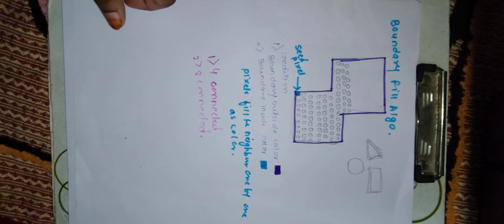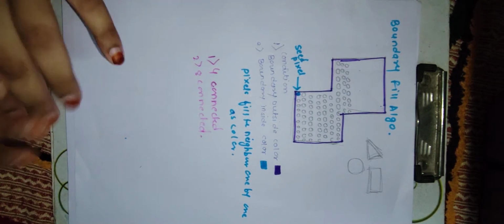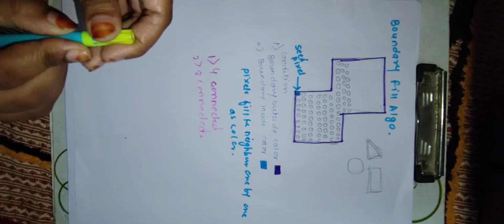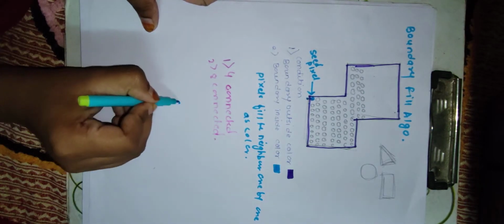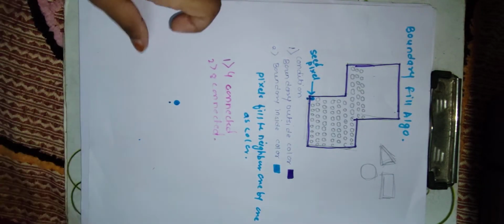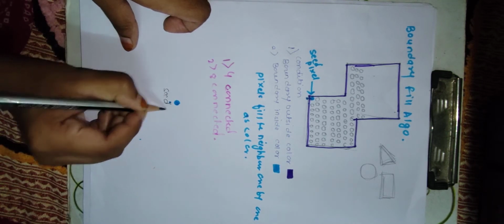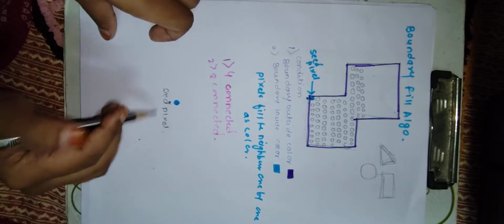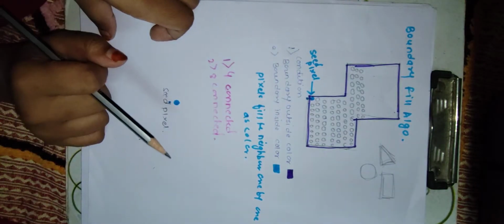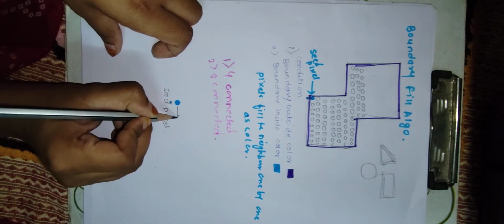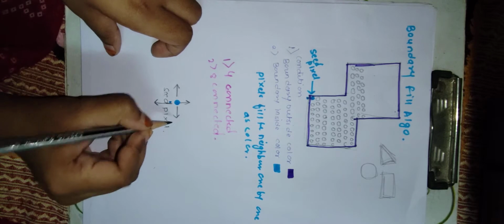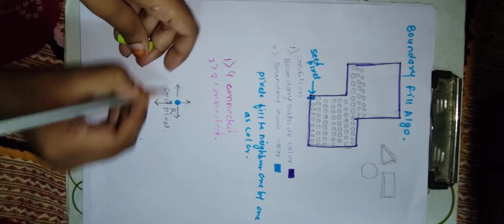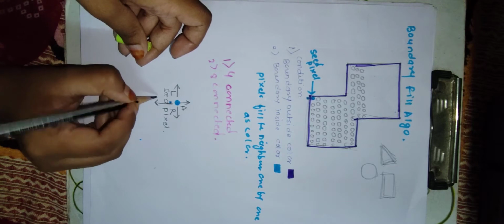So what is the four connected approach? It is polygon filling using the boundary fill algorithm with a four connected approach. For example, we take this pixel as our seed pixel. The seed pixel wants to spread the color in the polygon, so it checks its right, its left, its above and its below.